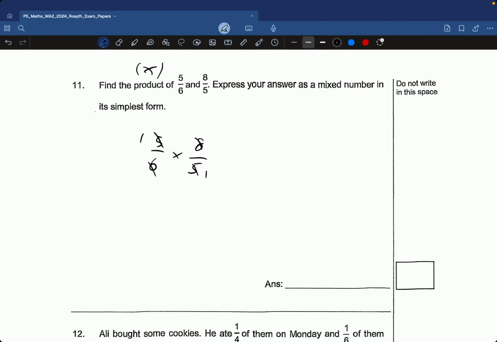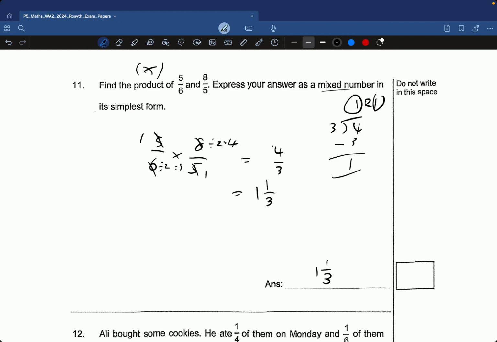Then 8 times 6. We divide both by 2, so 8 will become 4 and 6 will become 3. So we have 4 over 3, and then you want to make it a mixed number. 4 divided by 3 is 1, remainder 1. The quotient will be the whole number, and the remainder will be the numerator. The answer is 1 and 1 over 3. This is what we call a mixed number.